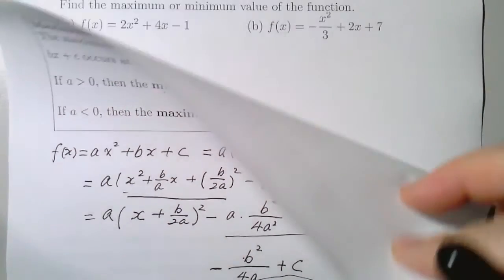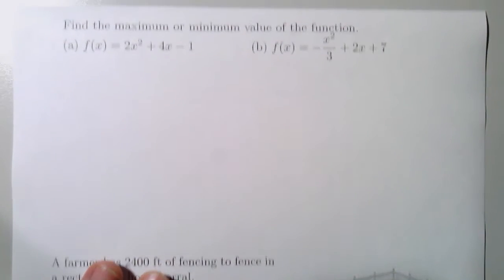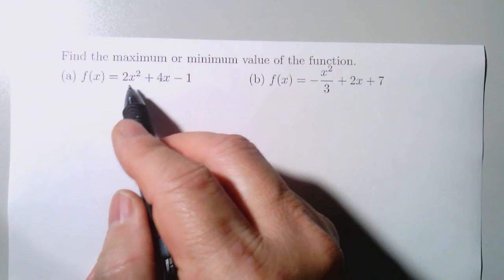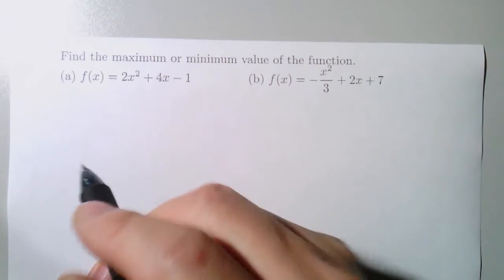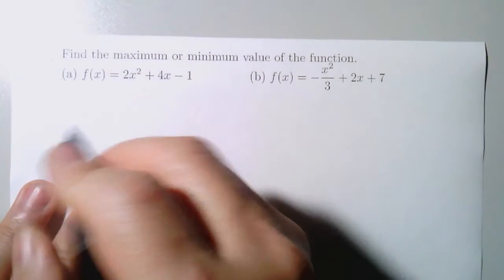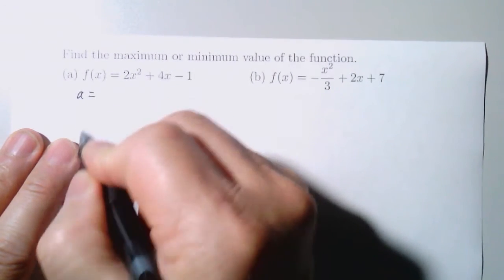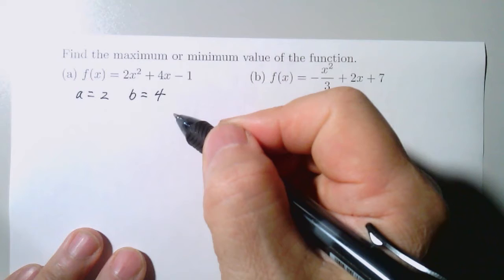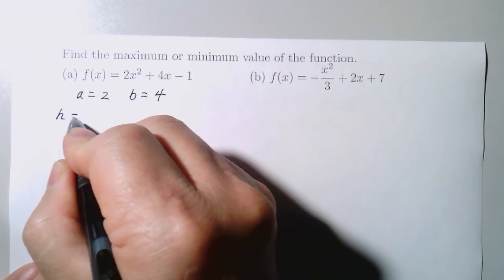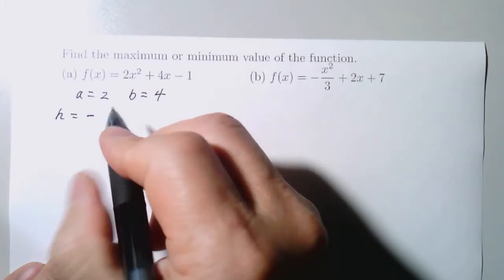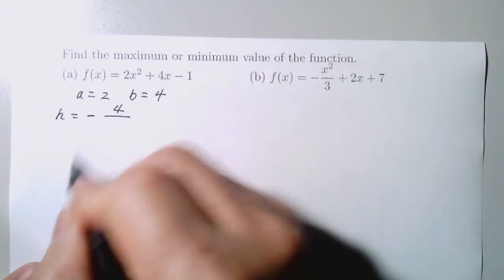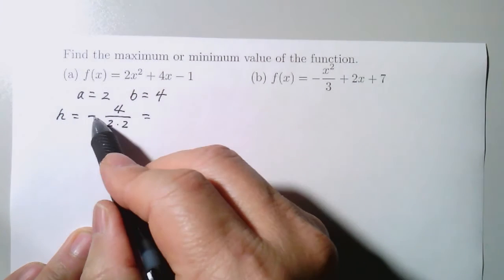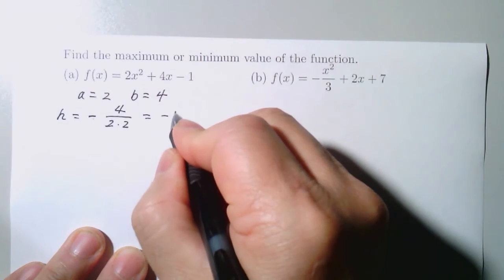Let's take a look at a specific example. I do not want to complete the square. So here I identify a equals 2 and b equals 4. That tells us h equals negative b over 2a, which is 4 divided by 4, but since you have a negative sign, you get negative 1.